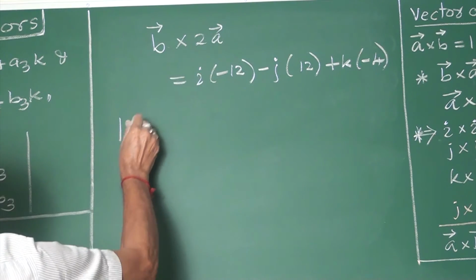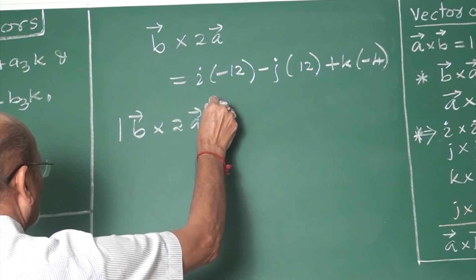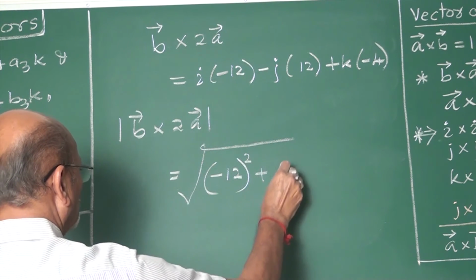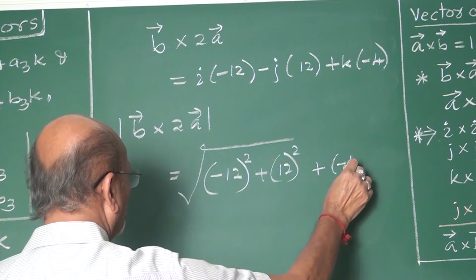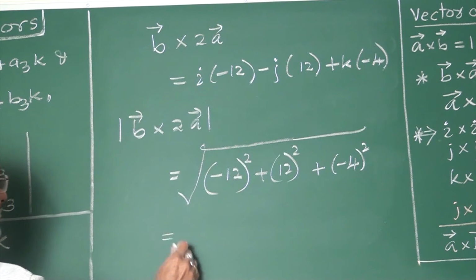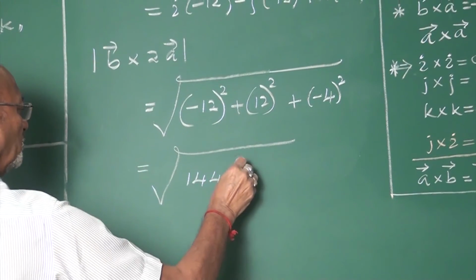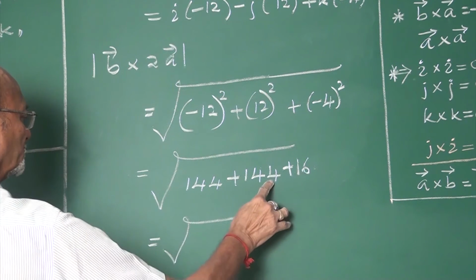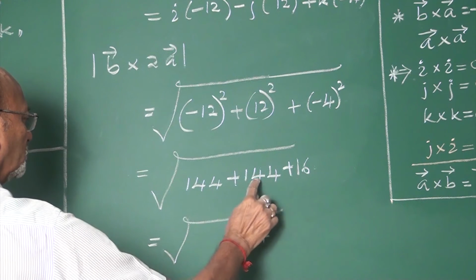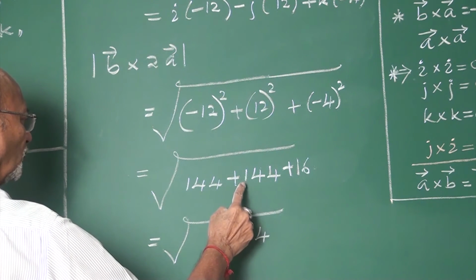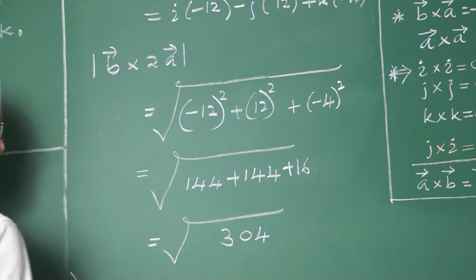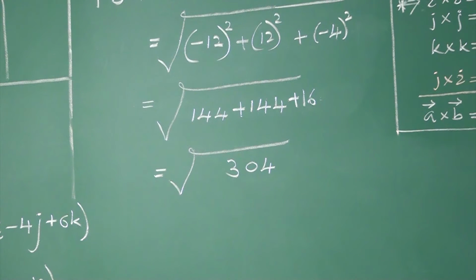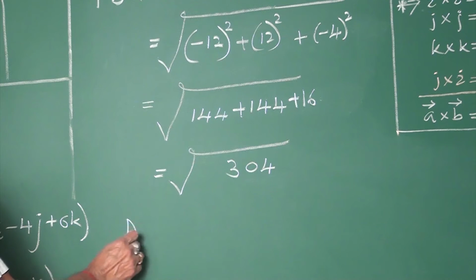We wanted the magnitude of B cross 2A. It is the square root of minus 12 whole square plus 12 whole square plus minus 4 whole square. 12 squared means 144, plus 144, plus 16, equals 304. It is square root of 304.